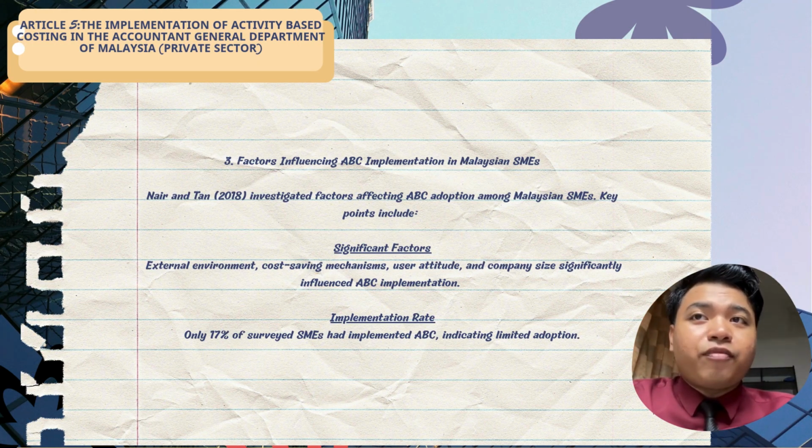Number 3, factors influencing ABC implementation in Malaysian SMEs. Nair and Tan 2018 investigated factors affecting ABC adoption among Malaysian SMEs. The key points include: first, significant factors: external environment, cost-saving mechanism, user attitude, and company size significantly influenced ABC implementation. Second, implementation rate. Only 70% of surveyed SMEs had implemented ABC, indicating limited adoption.